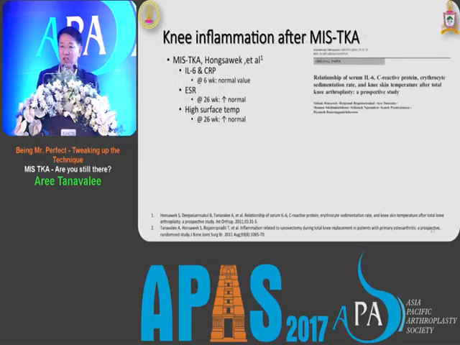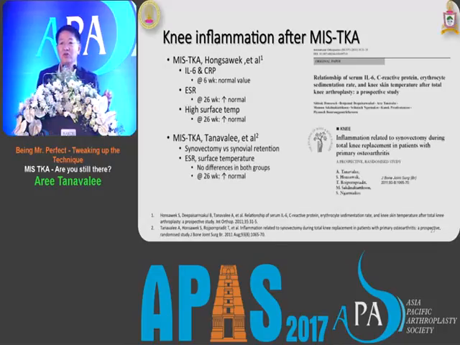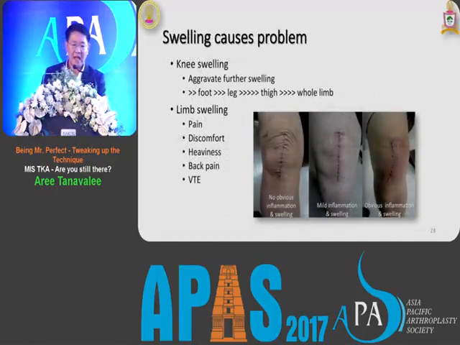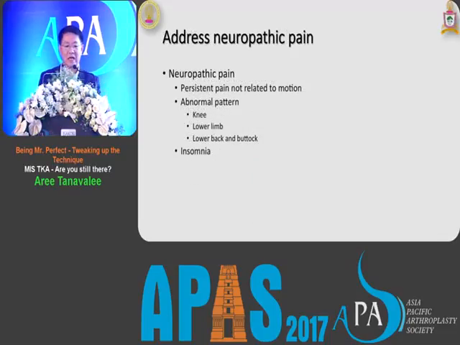And then knee inflammation: even with MIS, you can see that the indirect evaluation in terms of ESR and surface temperature is high, even 6 months later. And whether you try to retain the synovial tissue or not, the inflammation is still the same. And again, knee swelling causes a lot of problems for the patient. It aggravates a lot of things, foot swelling, leg swelling, thigh swelling, and then other problems can happen. So anytime you find swelling coming up, we need to eliminate it early. Again, neuropathic pain is very common, so now we need to prescribe some medication when the patient develops this kind of neuropathic pain.